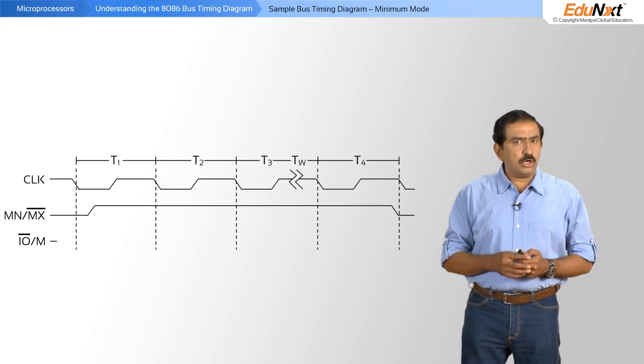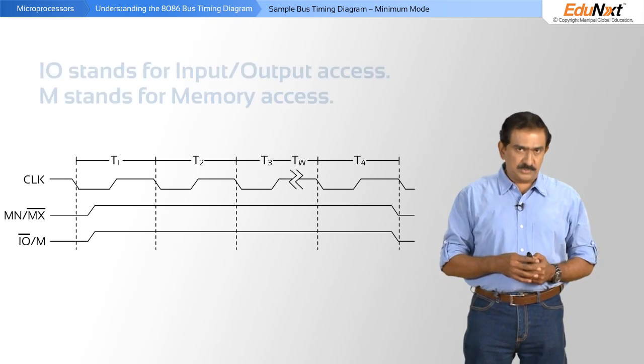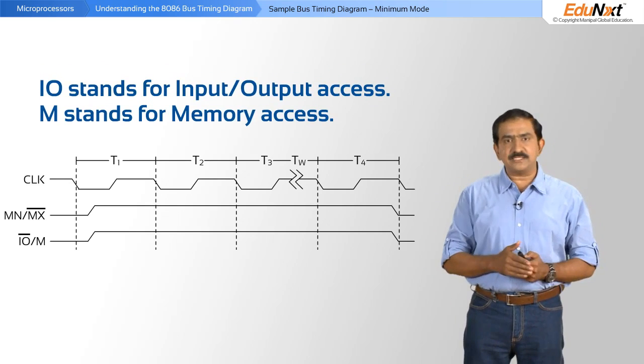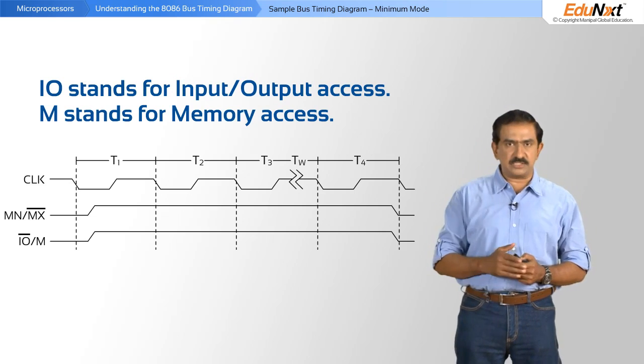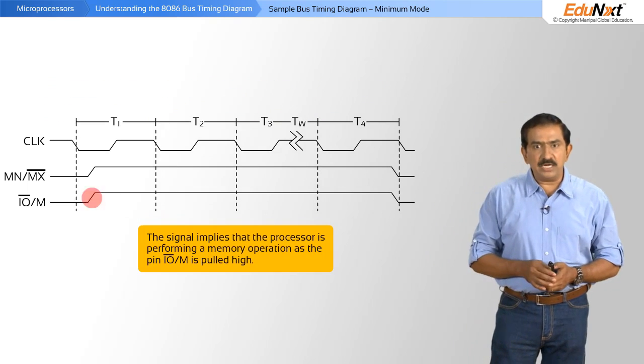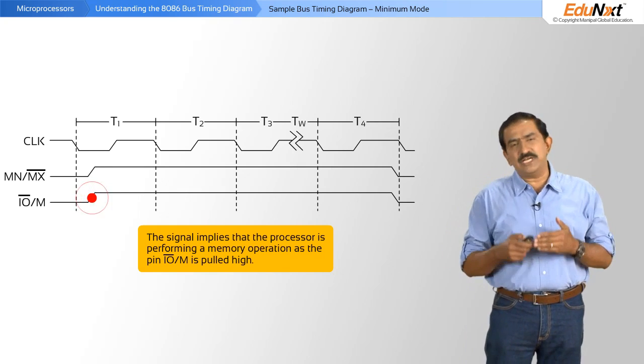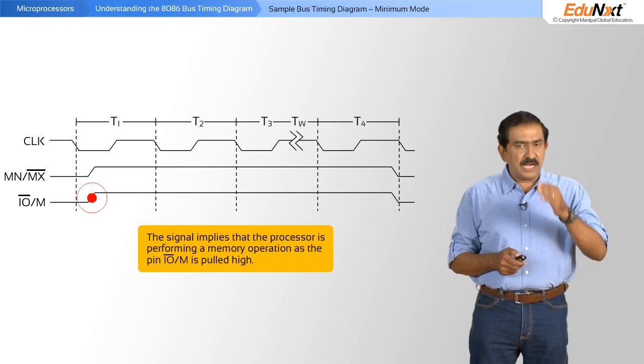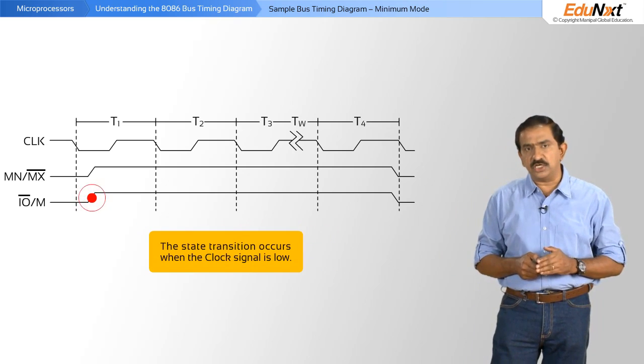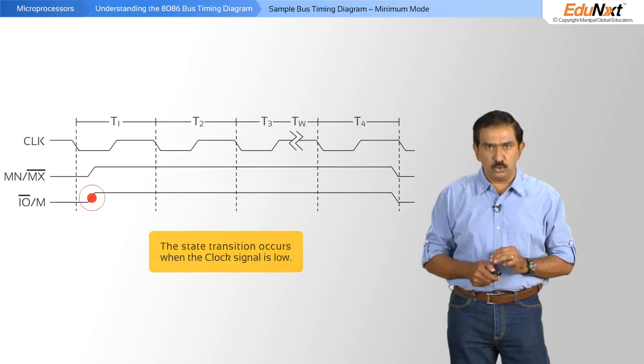Then there is something called IO bar/M. IO is an input output access, M stands for memory access. In this case, IO bar tells you that this is being pulled high. This tells you that it is a memory operation. Again, the state transition occurs when the clock signal is low.